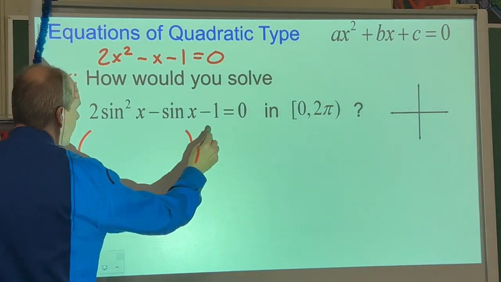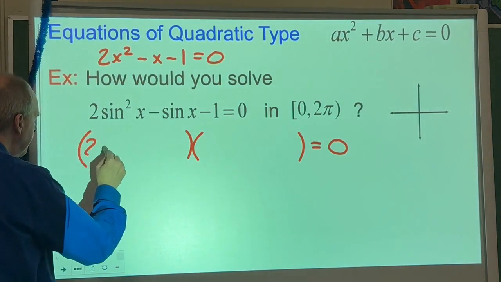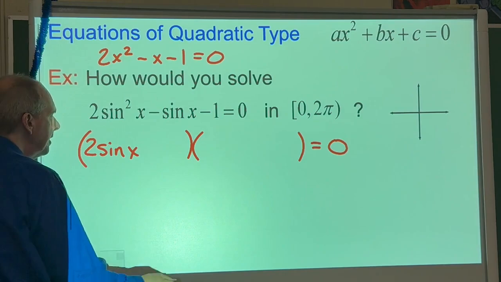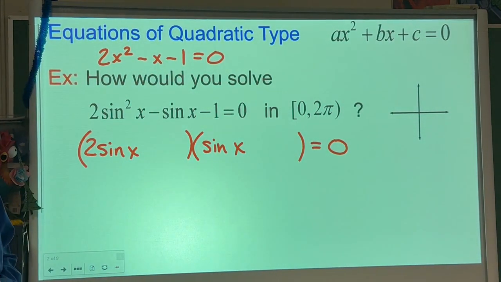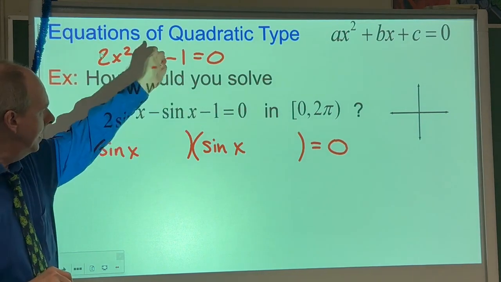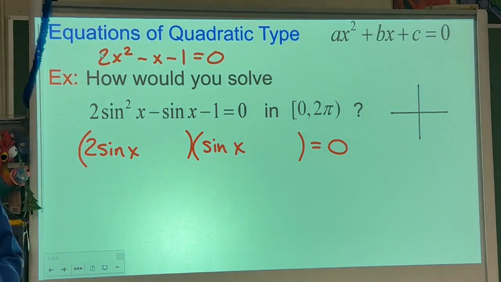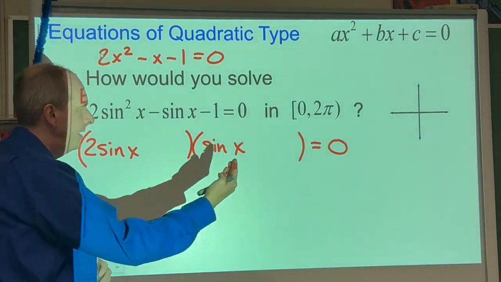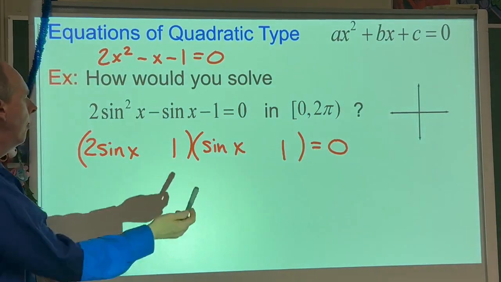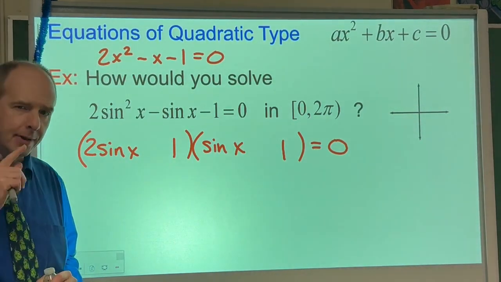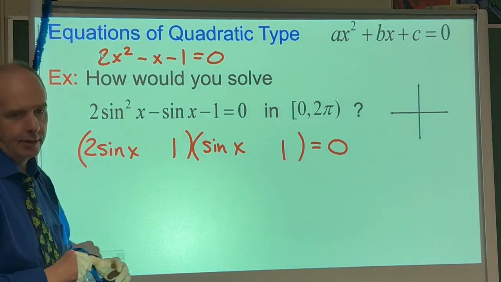So, how do you get a 2 sine squared? Well, you have to have a 2 sine of x here and a sine of x here. How do you multiply and get negative 1? Well, the only factors of 1 are 1 and 1, but because it's negative, one of these will have to be positive, one of them will be negative. I don't know if it's positive 1, negative 1, or negative 1, positive 1. But what I do know is that my middle term has to turn out to be negative 1.